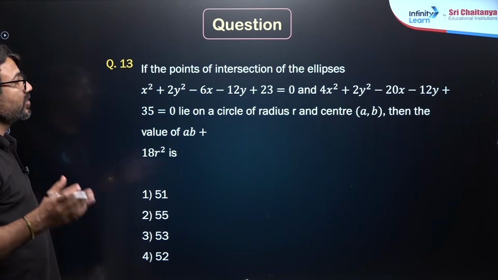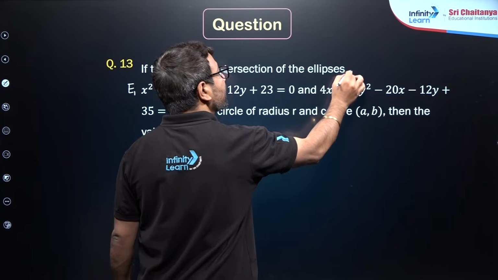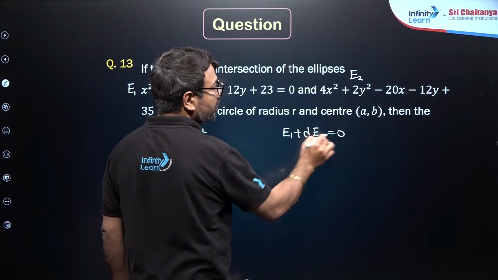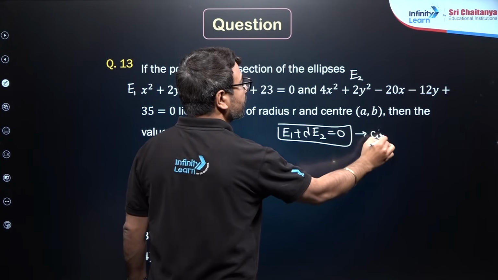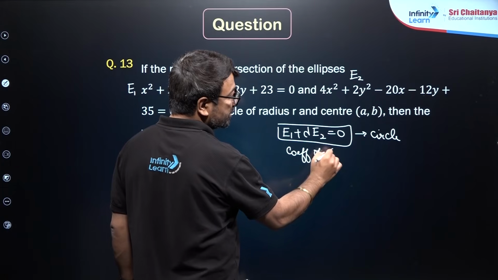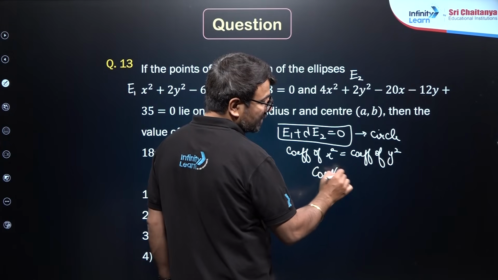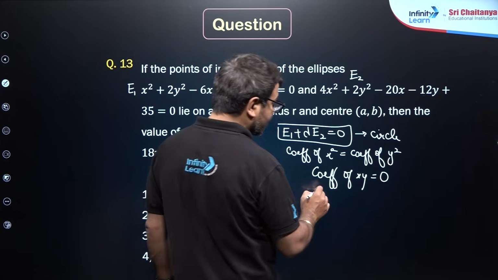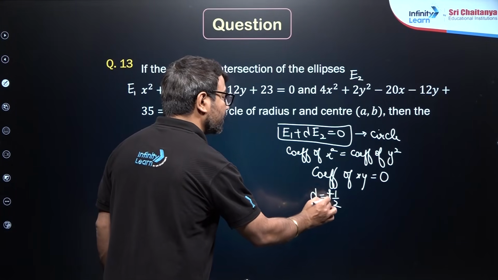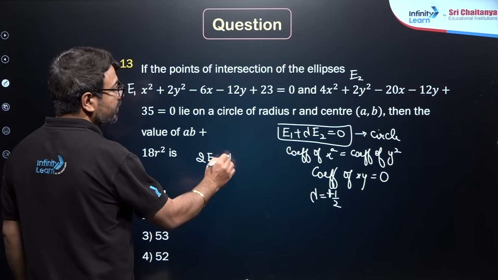Next, if the point of intersection of two ellipses is given to you. Let's say this is ellipse 1 and this one is ellipse 2. If you do E1 plus lambda times E2 equals 0, this represents a circle equation. For a circle equation, two conditions you have to meet: the coefficient of x square should be equal to the coefficient of y square, and the coefficient of the xy term will be 0. From here, you will have the value of lambda as minus half, or as plus half. So that will help you, my dear students, to write 2E1 plus E2 equals 0 is representing the circle.